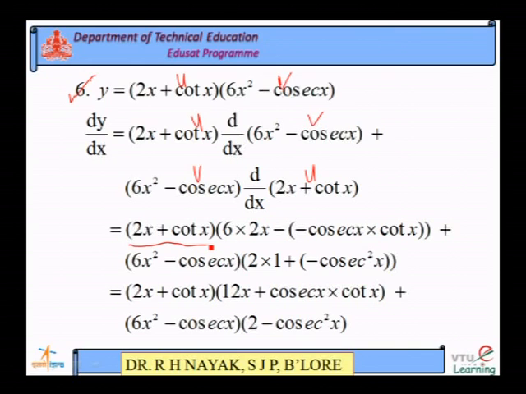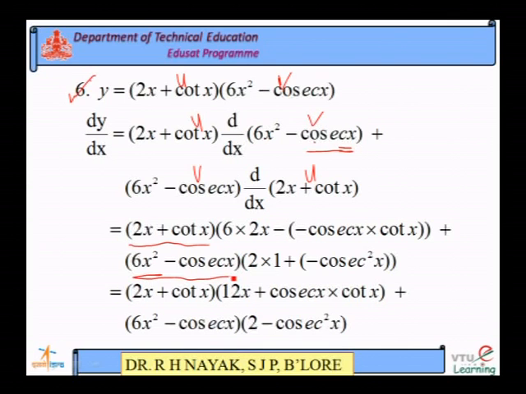Differentiate 6x square minus cosecant x. Differentiation of 6x square: constant into function, keep the constant as it is. Differentiation of x square is 2x. Differentiation of cosecant x is minus cosecant x into cot x. Therefore, this minus is taken as it is. Then plus, keep 6x square minus cosecant x as it is. Differentiate 2x plus cot x.